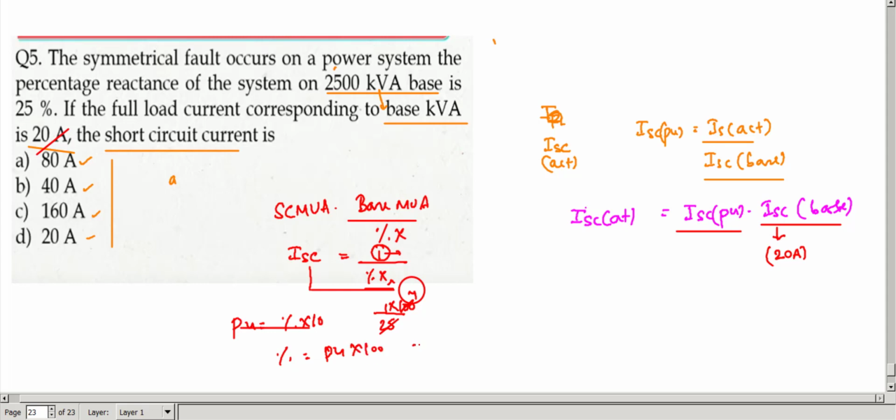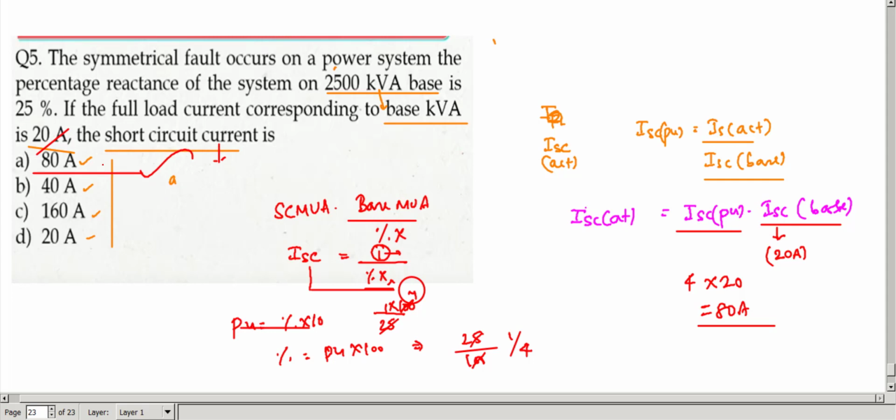So per unit value equal to 25 by 100, that equal to 1 by 4. So x equal to 1 by 4. So short circuit current is 4 into 20, 80 amperes is the answer. Hope you understand.